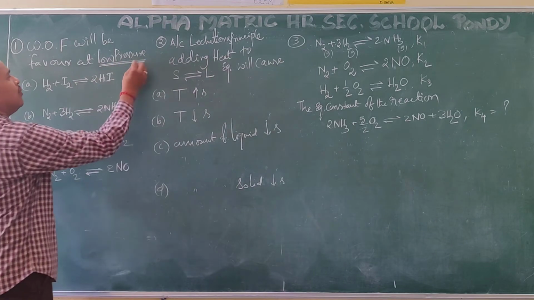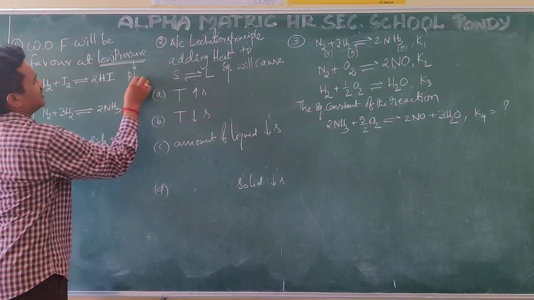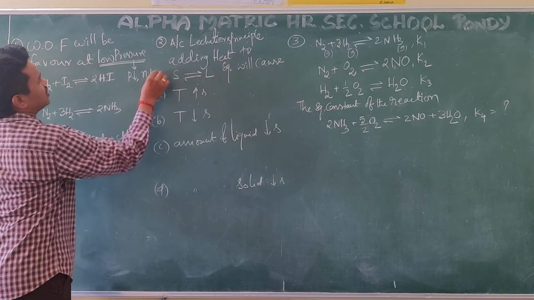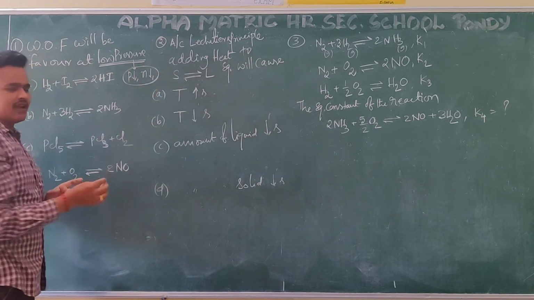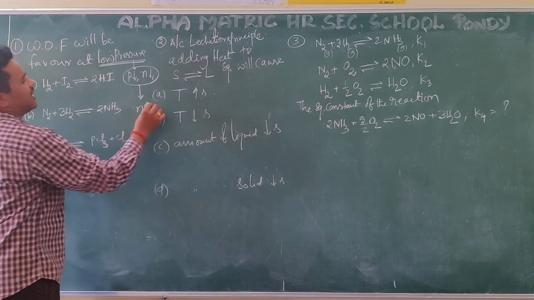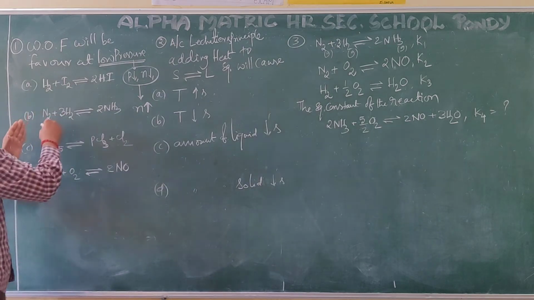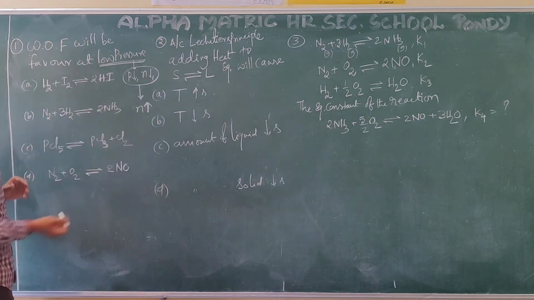Come to the question. Low pressure means pressure decreases, which means the number of moles also decreases. This is the stress given. How does the system have to respond? The system has to increase the number of moles. I have to check the number of moles in each option. The reaction in which the number of moles increases is my option.